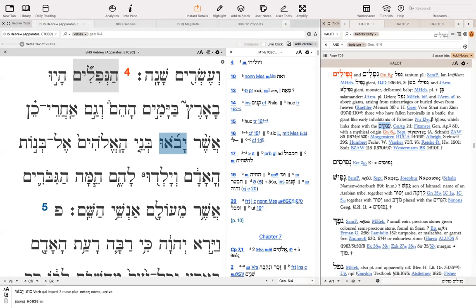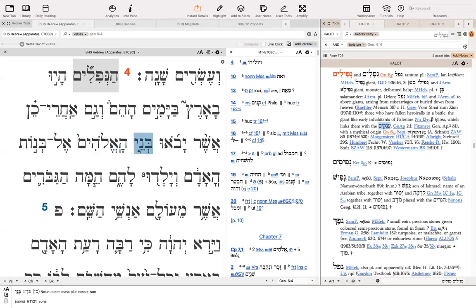It's a hollow verb. The vav is not present here in the middle, but the root letters are bet, vav, aleph. After they came, and then here is our subject, and this is the normal word order in Hebrew, to put the verb first and then the subject afterwards. B'nai ha-Elohim, the sons of the Elohim. So who are the sons of the Elohim?